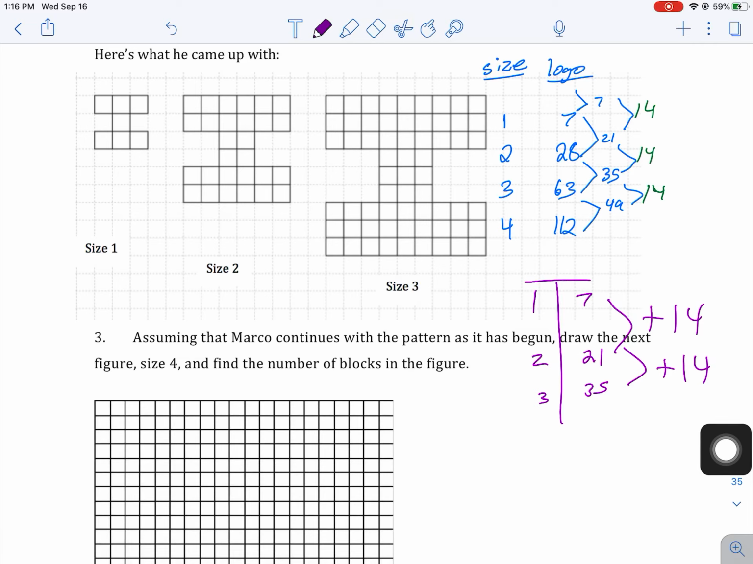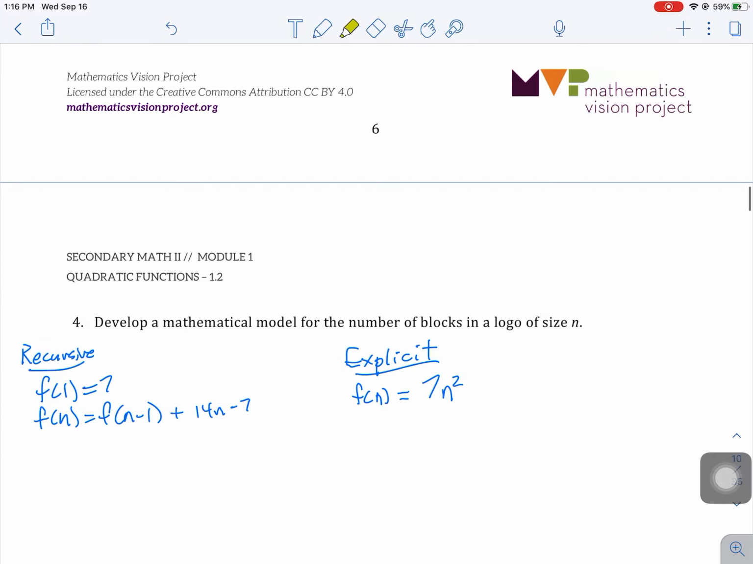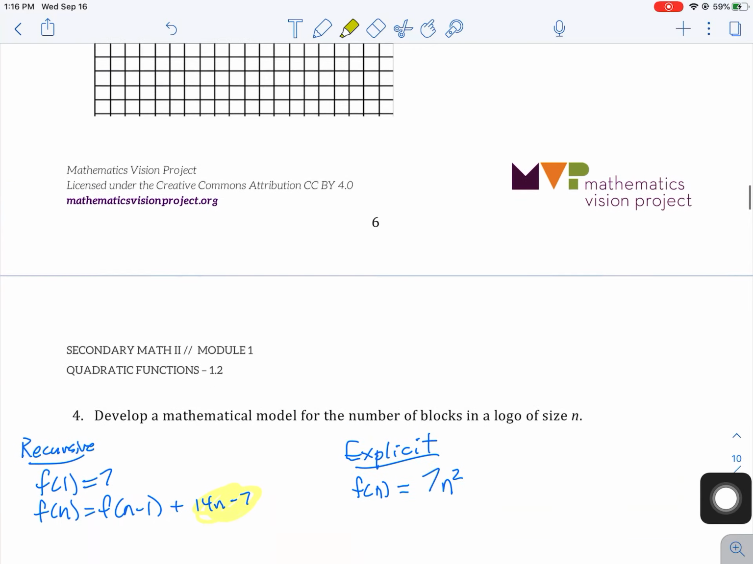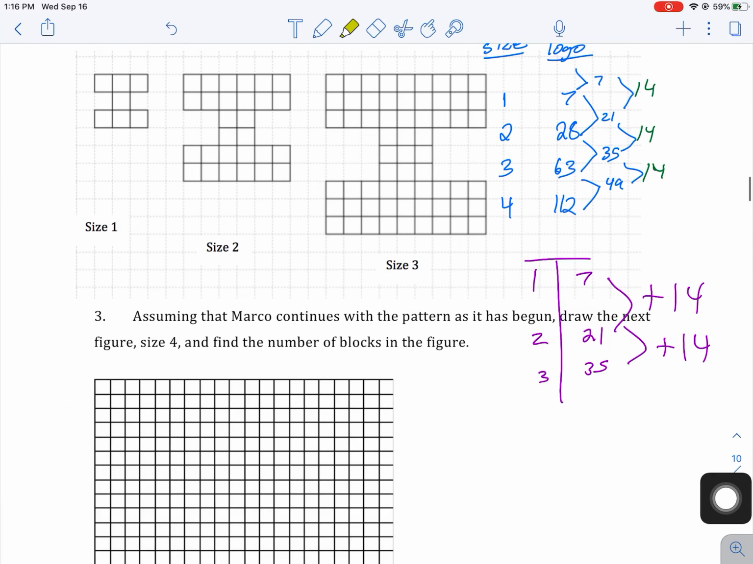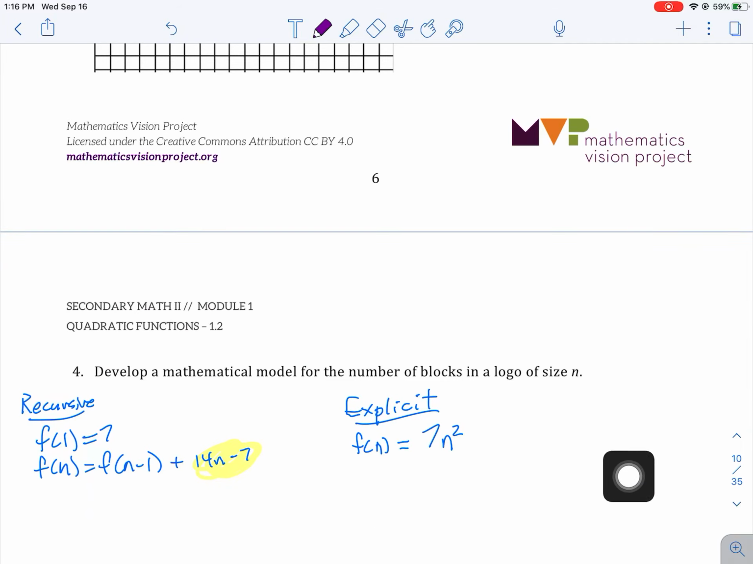Okay? And when we look at that, we can use point slope, and you'll see it right here. 14, that's the slope, times (n minus 7). Okay? And that is a way to model this. And if you were to do slope-intercept and you were to go back another 14, you would have negative 7, right? And that's where this comes from, this 14n minus 7.